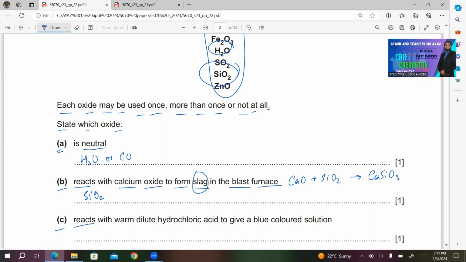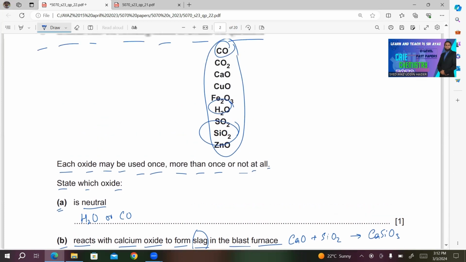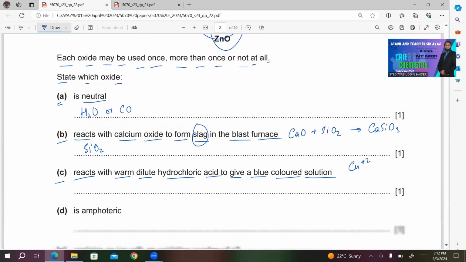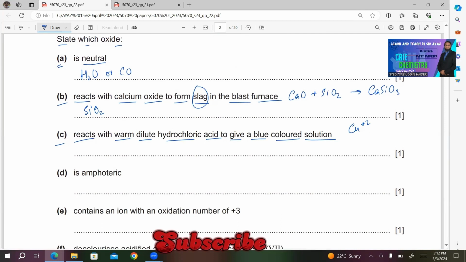C. Reacts with warm dilute hydrochloric acid to give a blue colored solution. Now copper 2 plus ion gives a blue colored solution. Now let's see if we have any compound of copper here. We have the oxide of copper here, that is copper 2 oxide. So this oxide will react with warm dilute hydrochloric acid to give a blue colored solution. So you write CuO.